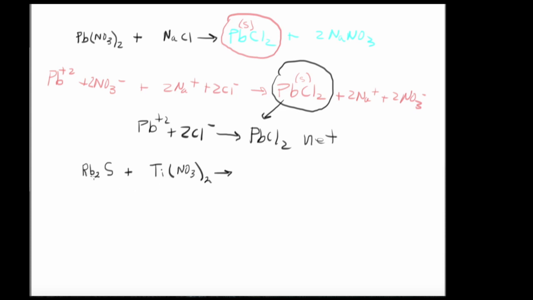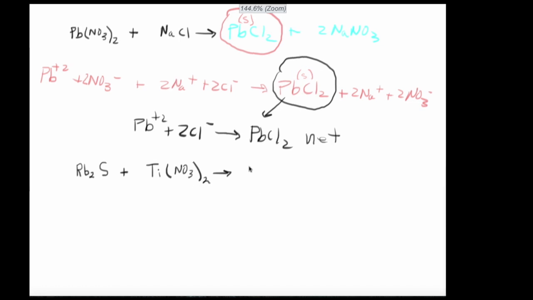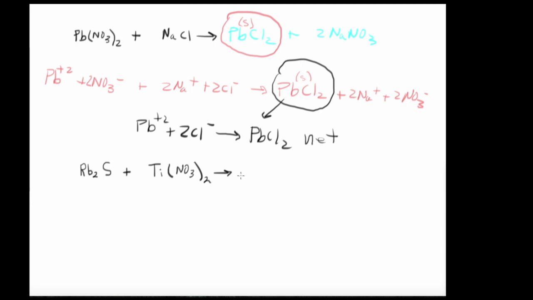All right, last example. So we have rubidium sulfide being combined with titanium nitrate, switch dance partners. We're going to have titanium sulfide as one of the products, and the other one's going to be two rubidium nitrates. All right, and clearly the titanium sulfide is going to be the solid. It does not have a 1A cation or ammonium, and sulfide is not nitrate, so this is the solid.